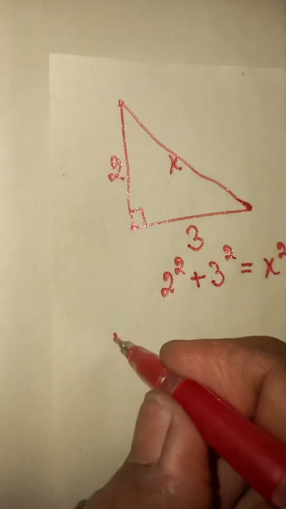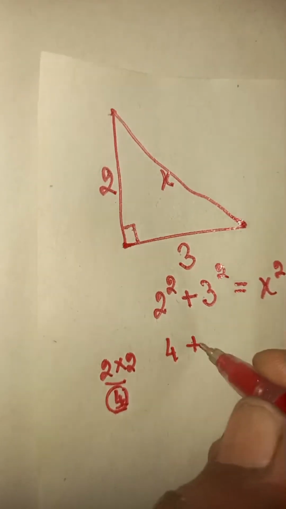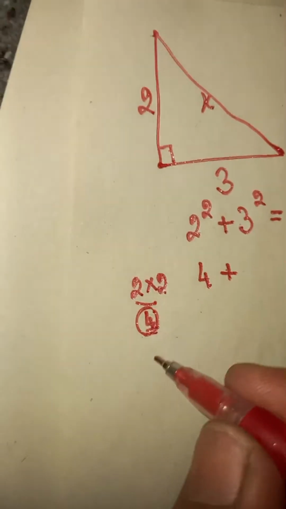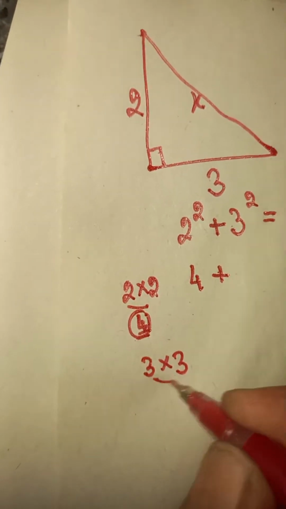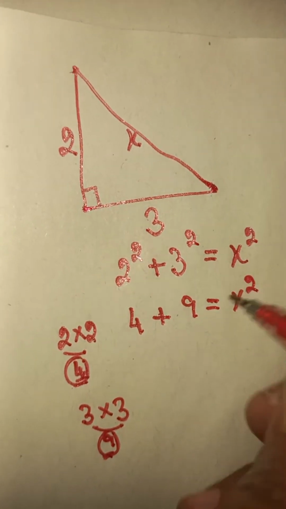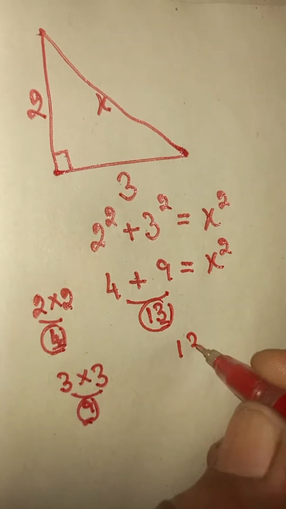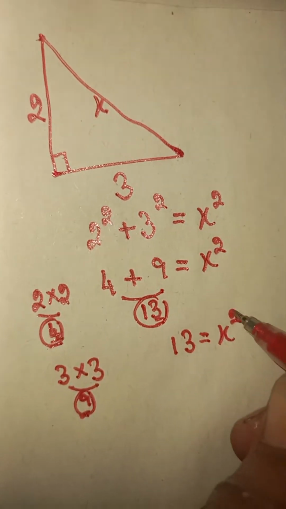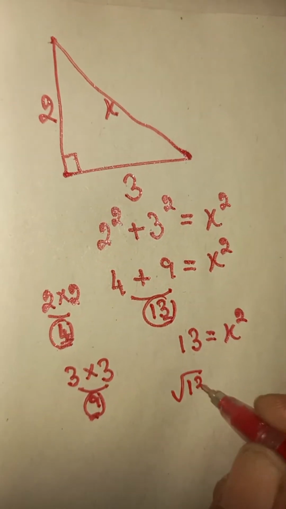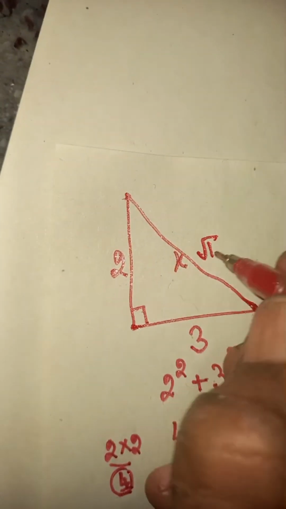2 squared means 2 times 2, which is 4. So 4 plus 3 squared, which means 3 times 3, becomes 9. So 4 plus 9 equals x squared. 4 plus 9 becomes 13. Here 13 equals x squared. If you send the square to this side, it becomes root. Root of 13 equals x. So the hypotenuse becomes root 13.